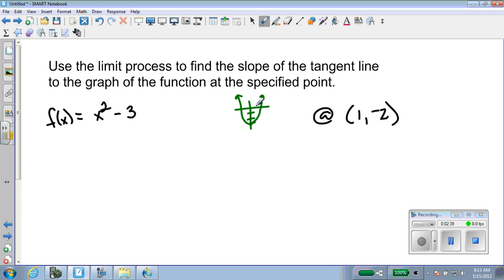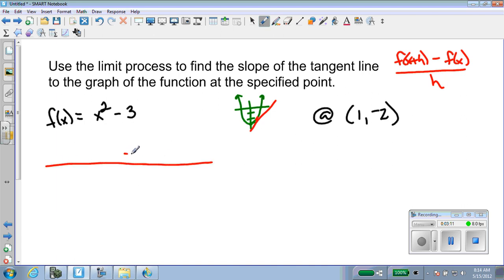And we're looking for the slope at the point 1, -2. So we're envisioning that the tangent line would look sort of like that. And the limit process should give us a formula for slope that would generate a positive number. Okay, so let's actually go through that. Remember, f of x plus h minus f of x all over h, and then we're going to take the limit as h goes to 0. That's our process. So in the numerator, we have f of x plus h minus f of x.